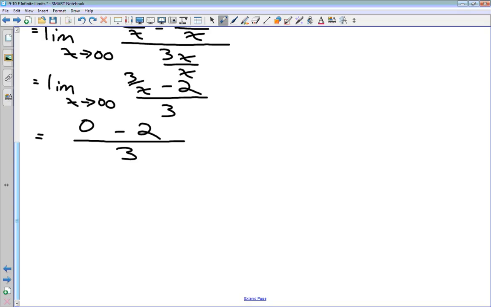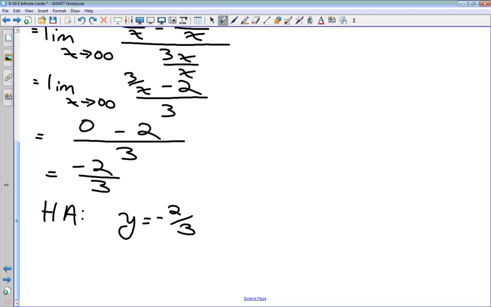So the limit of our whole function is 0 minus 2, or -2, over 3. So as x goes to infinity, our function tends towards a value of -2 over 3. That's the equation of our horizontal asymptote. Y equals -2 over 3. Okay, that's the value that our function is going to tend towards out at the edges of our graph there.